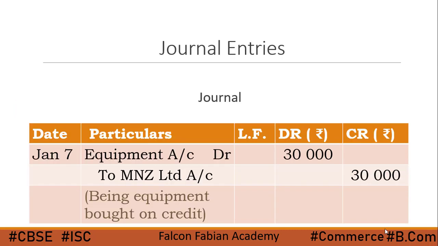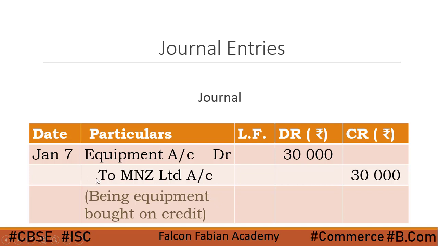Now let's record the transaction in the journal. So you will leave a line and then you will record this transaction. So you're continuing the same format. The date here is January 7. The account that needs to be debited is equipment followed by A/C, which stands for account, and the word DR, which means debit. So equipment account debit, and the amount is 30,000.